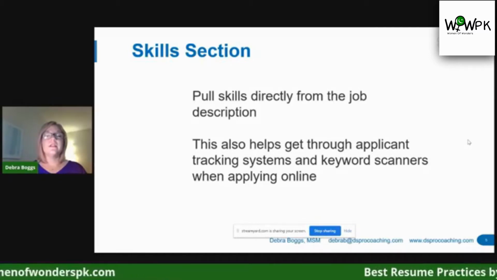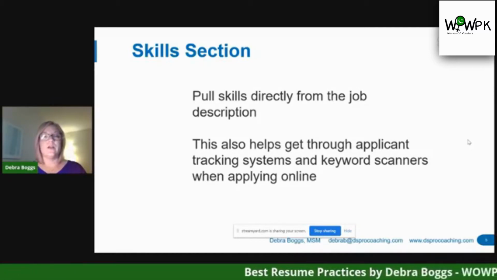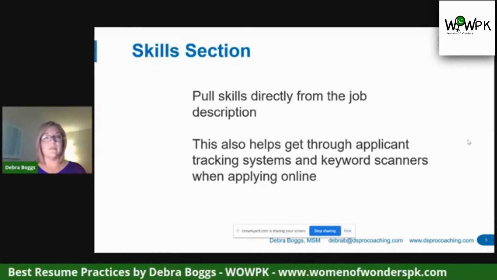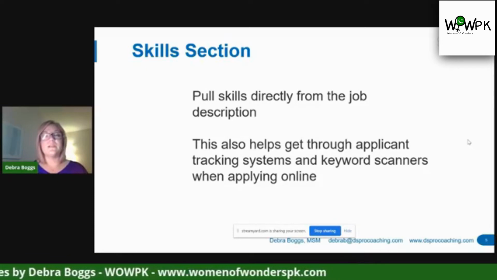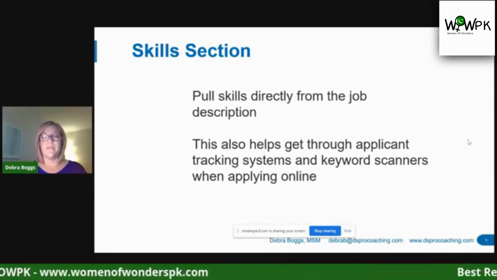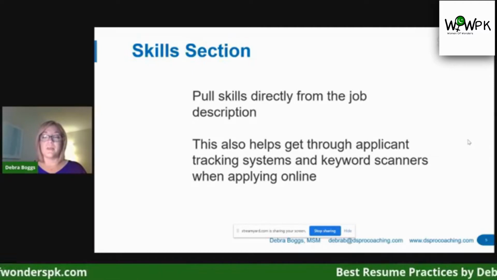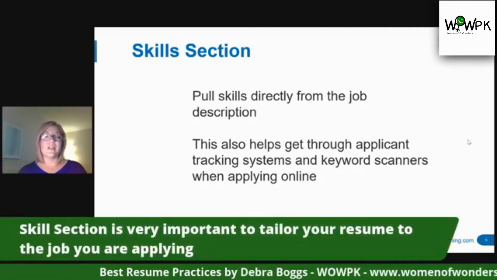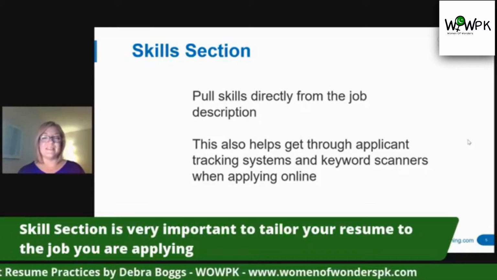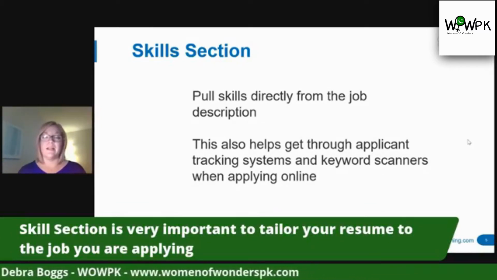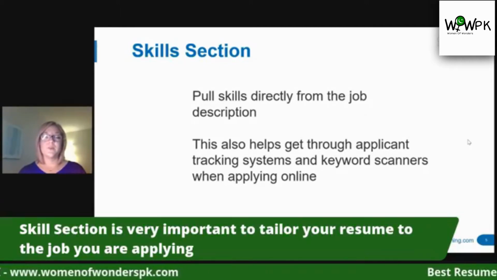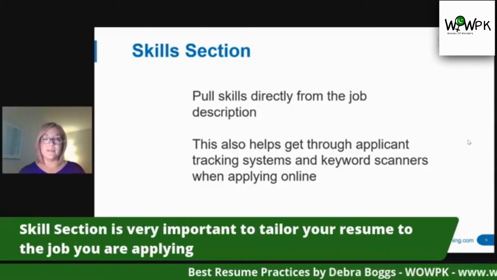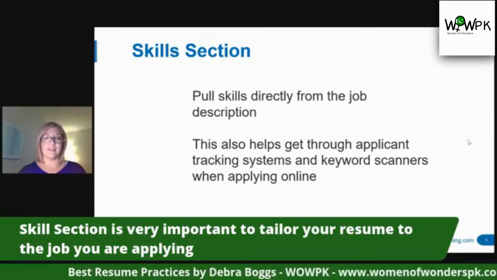The skills section is a really important place to help you tailor your resume to the job. If you pull skills directly from the job description, it'll help you not only position your resume or CV as qualified for the job when the hiring manager or HR person or recruiter reads it, but it also positions your resume to get through applicant tracking systems, ATS systems, keyword scanners when you're applying online. So, it's a really important section to add and then also update for each role, because it really helps you quickly customize your resume and get through the applicant tracking systems.